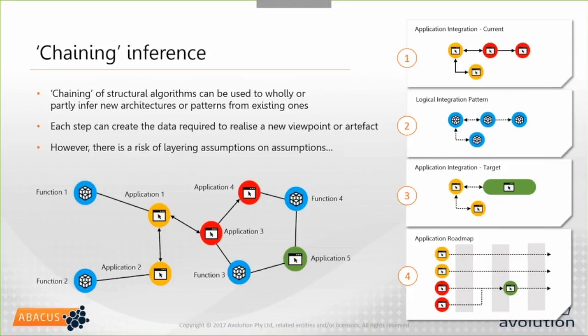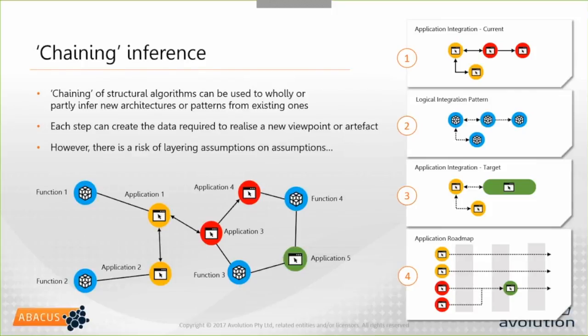Now, inference gets especially interesting when you start to layer deductions on deductions. So, as I said before, if it's probabilistic, then you have to be a little bit wary of layering assumptions on assumptions. But nonetheless, you can step through a series of processes, and from that you can infer new information, which you can use to populate new architecture views or new architecture artifacts.